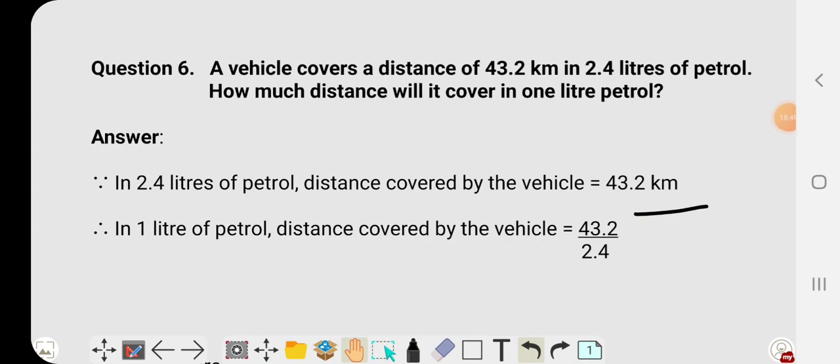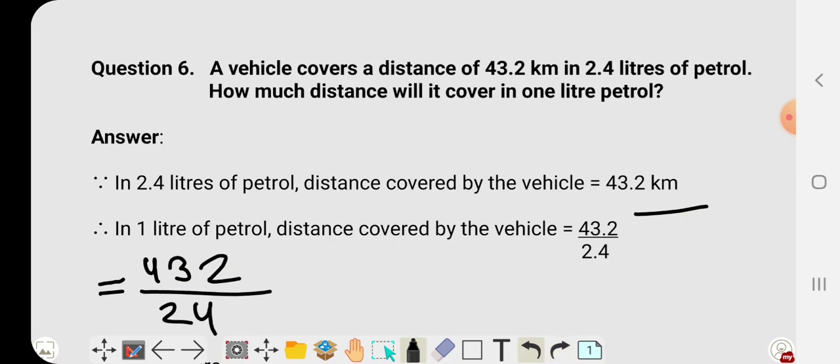is equal to 43.2 divided by 2.4. As we know the questions of the unitary method, this is also just like this. So we have to perform this division. How will we do it? In both the numbers, numerator as well as denominator, there is one digit after the decimal only, so we will multiply by 10, and directly we can write 432 by 24.